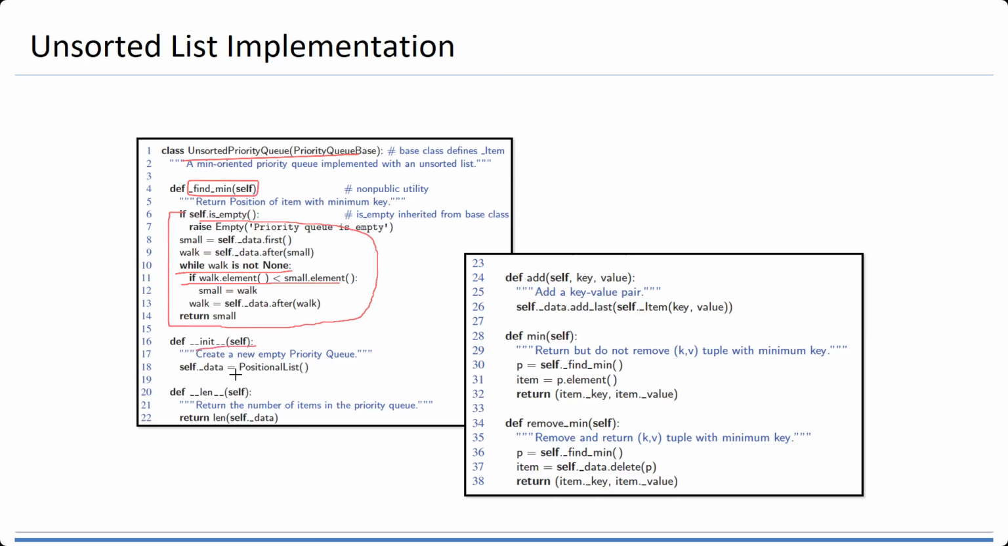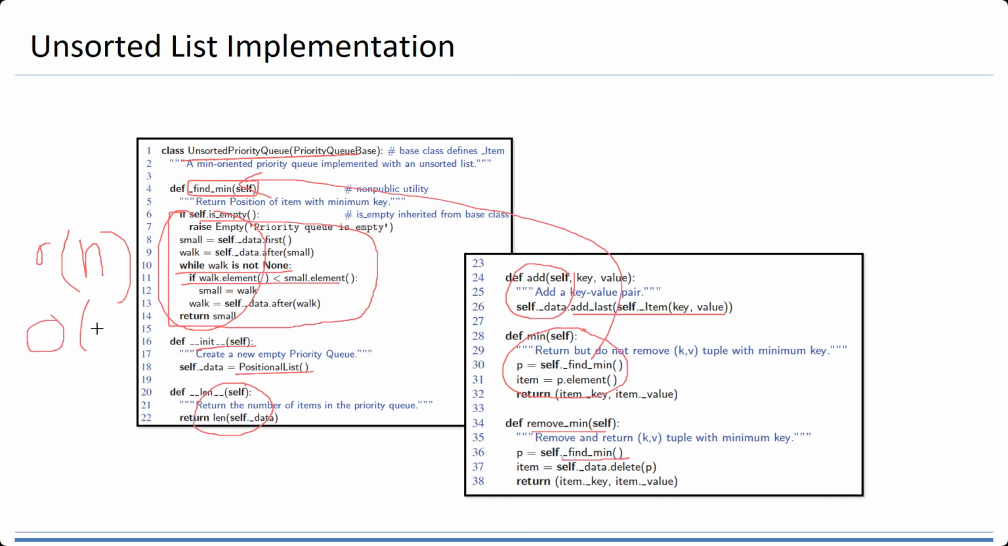The constructor is just to make a new instance. The length is to find the length. Add means I'm just adding the value into the last element. And then minimum. So I want to find the minimum. Finding the minimum means we use this method, so this is O(n). And to remove the minimum, this is also finding the minimum, so it will take O(n).